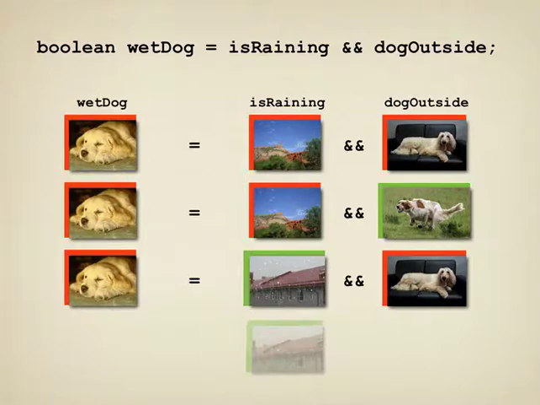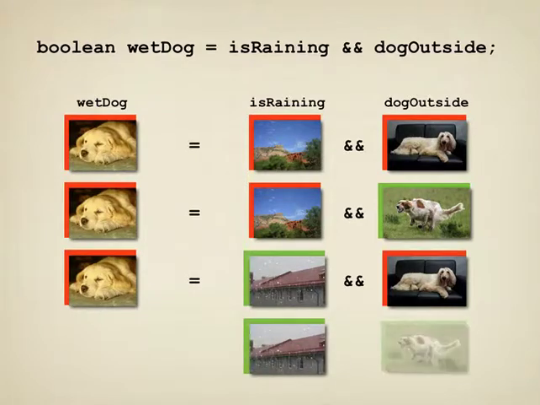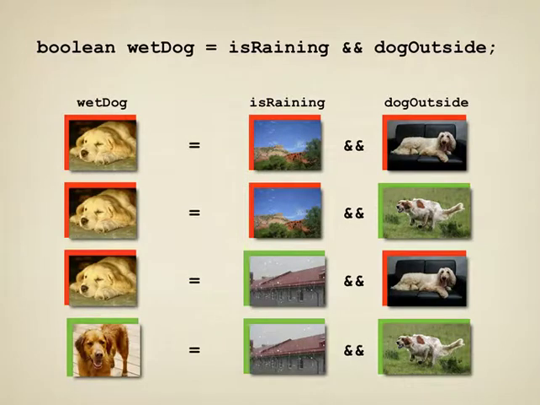Finally, the last possibility. It's raining outside. is raining is true. My dog is outside. dog outside is true. Are both of these things true? Yes, they are. I have a wet dog.